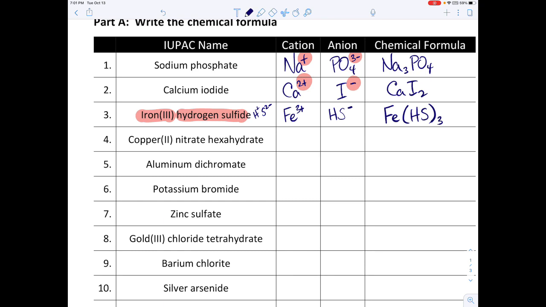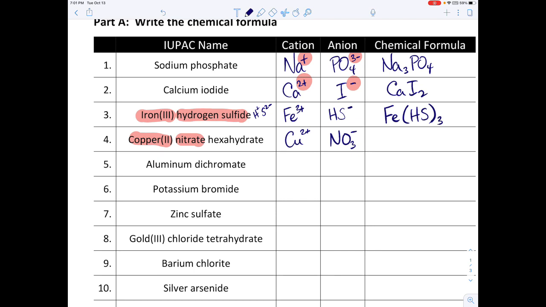Number 4, copper(II) nitrate hexahydrate. That has 3 pieces: copper(II), nitrate, and the hexahydrate. Those first two make the ionic compound. So copper(II) is again a type 2 cation. Copper has more than one charge, so that one is Cu 2+. Nitrate, because there's that ATE, that's the clue that it's a complex ion. Look it up in your data booklet. It's NO3 minus. So let's write the formula for these two bonded together.